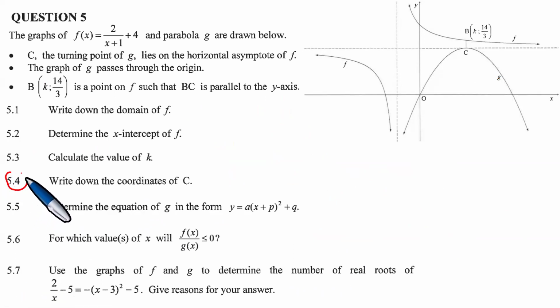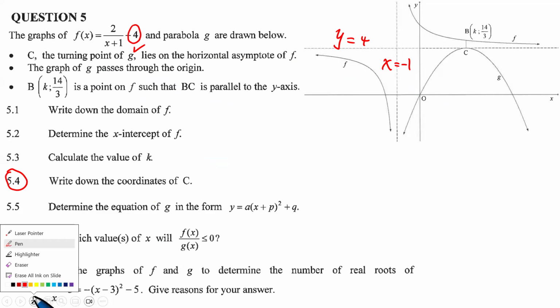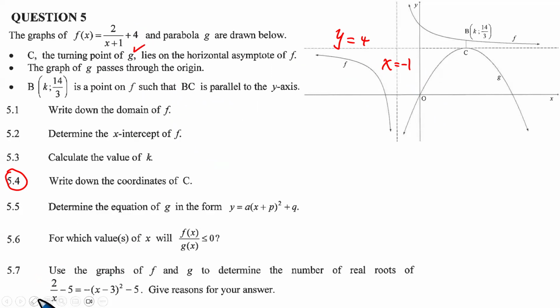To deal with 5.4 and find the coordinates of C, according to this information, C is the turning point of G. You are also told that C, the turning point of G, lies on the horizontal asymptote of F. The horizontal asymptote has the equation y equals 4, and the vertical asymptote has x equal to -1. You are able to determine the values of x and y, which are the coordinates of the point C.